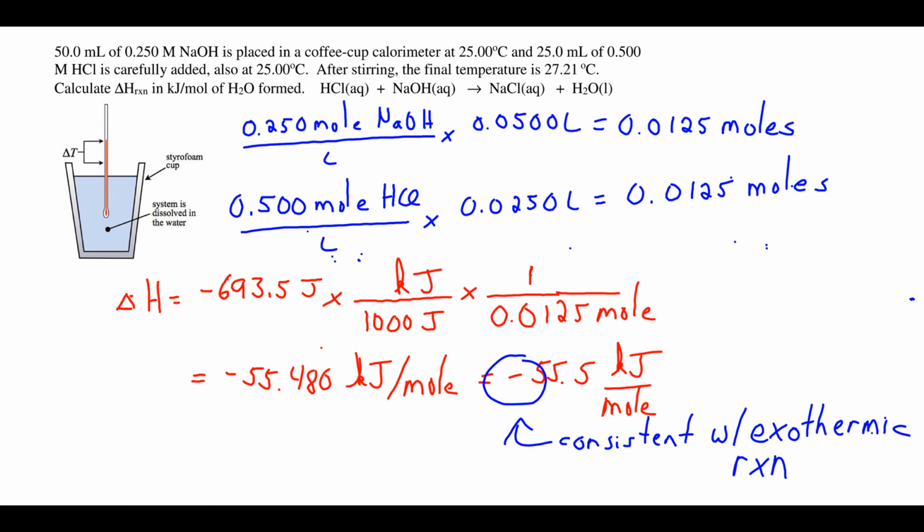Here we are. We've completed our final calculation. We have the heat that was lost from the preceding calculation converted to kilojoules and then kilojoules per mole, crunched out and rounded to 3 sig figs. Note that this negative sign is consistent with an exothermic reaction.